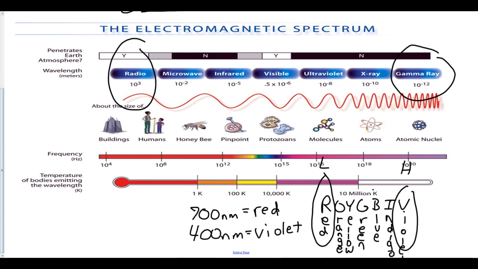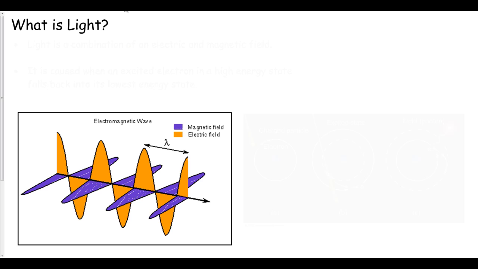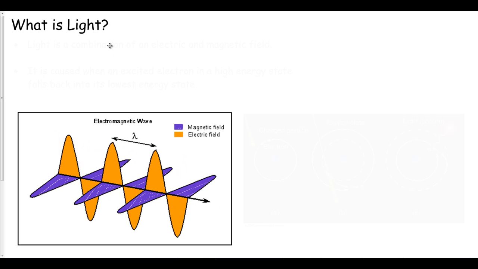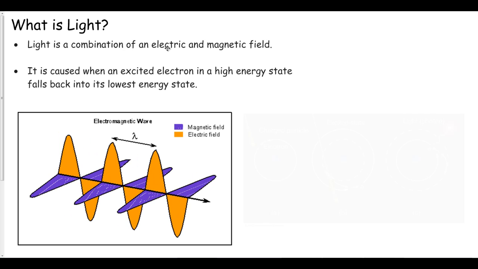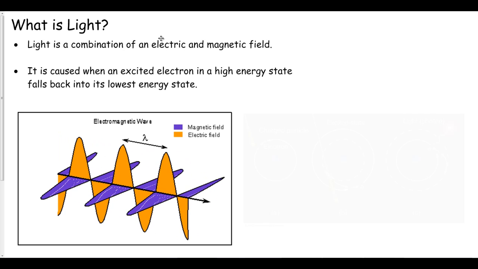Now let's talk about what is light. So we know the properties of light. Well, let's talk about what it is. Now, light is a combination of both an electric and magnetic fields. Electric fields are caused by charged particles that are close to each other.